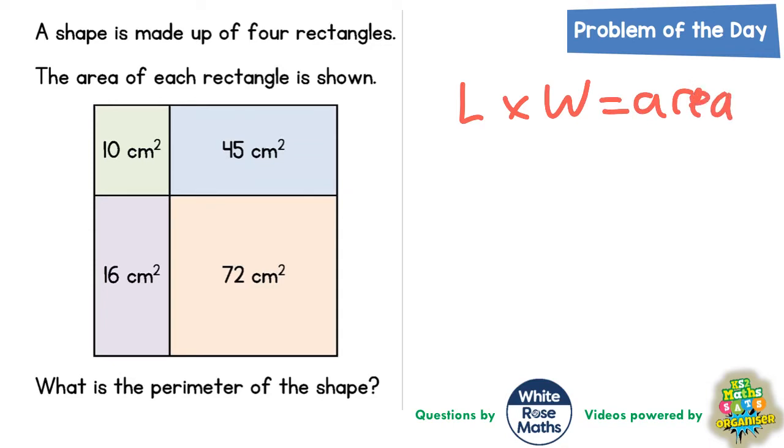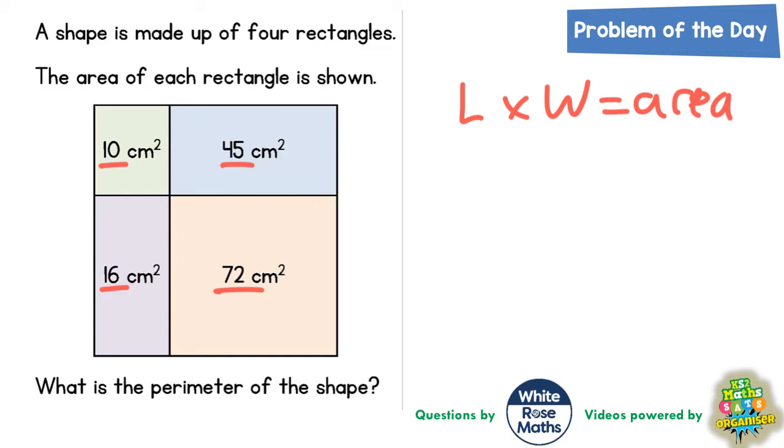It says the area of each rectangle is shown, so we've got an area of 10, an area of 45, an area of 16 and an area of 72. But we've got to work in reverse to find the length times the width. So what we really need to do is find the measurements around the outside of the shape, like this, because once we've got those, we can add them all together and find the perimeter of the shape, which is what we're being asked for. So how are we going to find the distances around the outside of the shape?